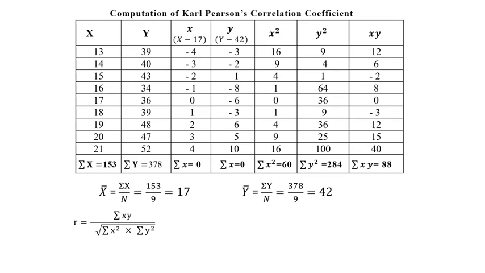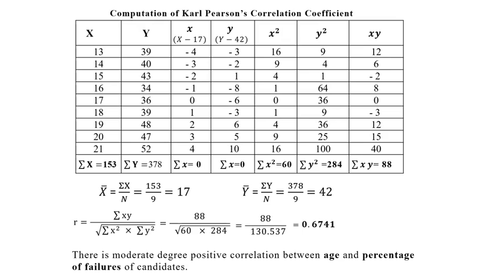r equals sigma xy divided by root of sigma x square into sigma y square. Substitute the values: 88 divided by square root of 60 into 284, equals 88 divided by 130.537. Simplify that, 60 into 284, and take the square root. The answer is 0.6741. There is a moderate degree positive correlation between age and percentage of failure of candidates.